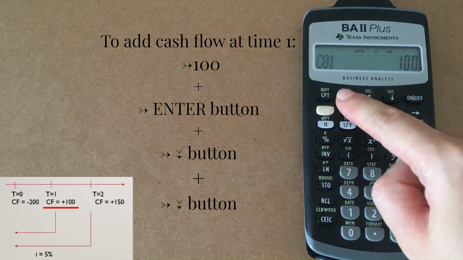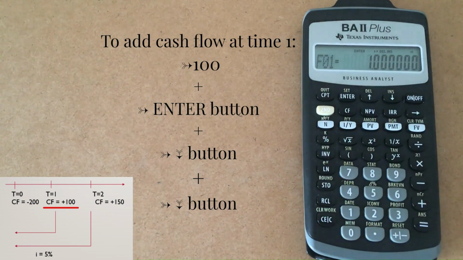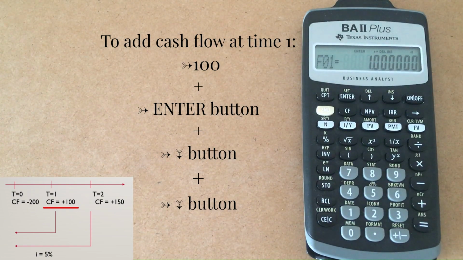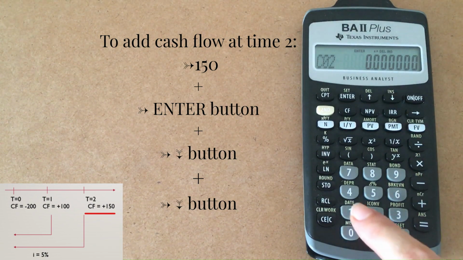For F01, meaning frequency of the first cash flow, we leave it at 1 because there is only one cash flow of $100. But, if there was one cash inflow at time 1 and another cash flow of the same amount at time 2, we would have entered 2 for frequency F01. We then enter the cash flow at time 2 of positive $150 for frequency F02 of only one time.